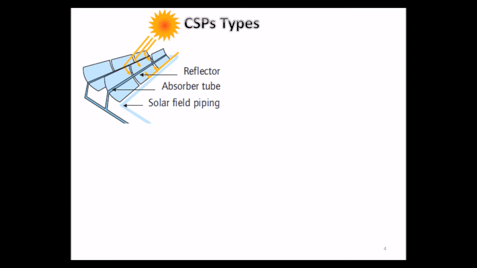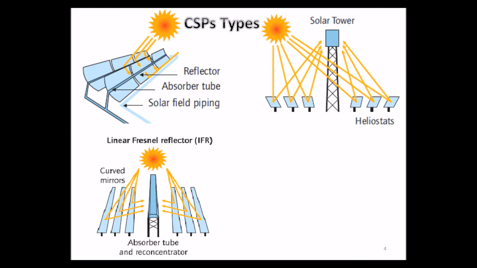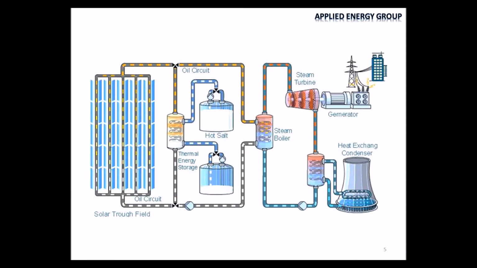CSP covers a large array of different options, of which the most common are parabolic trough, central receivers, also namely heliostat, linear Fresnel, and parabolic dish, where the receiver of the Stirling engine is placed at the focal point of the reflector. This is the difference of dish technology.